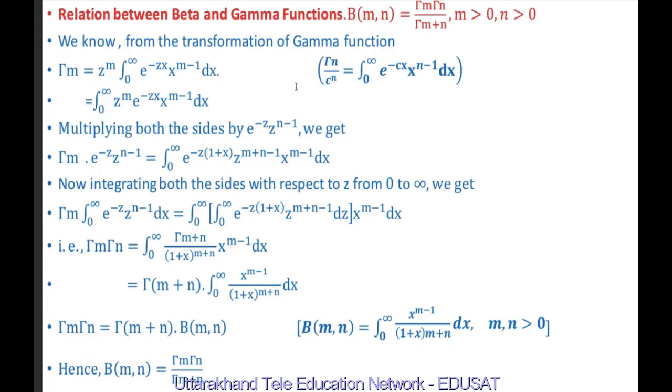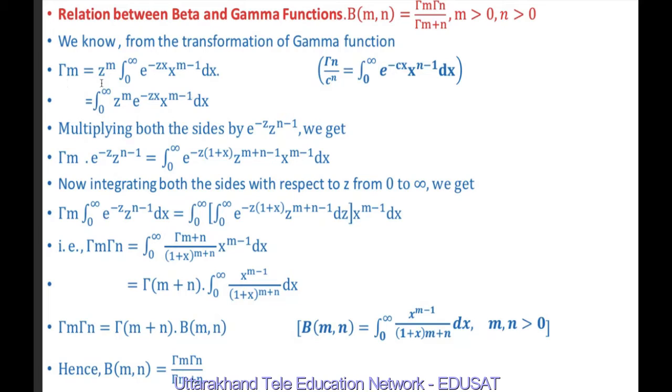We know that gamma n upon c raised to power n is equal to integral 0 to infinity e raised to power minus cx x raised to power n minus 1 dx. This result we have proved in the previous slide. If in this result we replace n by m and c by z, it will become gamma m upon z raised to power m, integral 0 to infinity e raised to power minus zx x raised to power m minus 1 dx. We have replaced c by z and n by m, and then if we cross multiply, we may bring z raised to power m to this side. We may shift this to the right side.